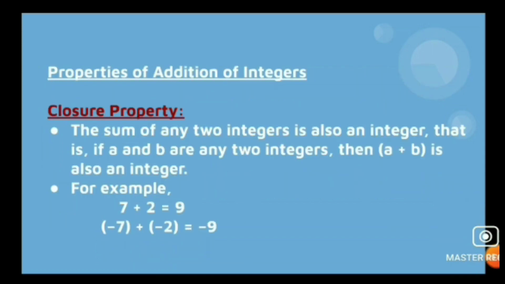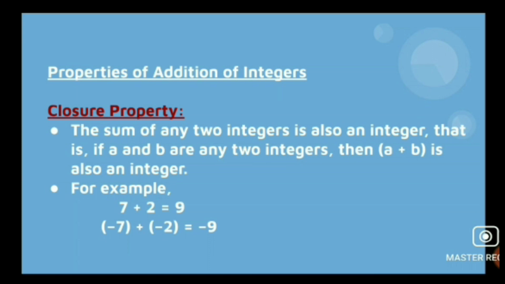Let us discuss the properties of integers. You all know that we have 4 operations. They are addition, subtraction, multiplication and division. Let us discuss one by one. Now, properties of addition of integers. First one is the closure property. The sum of any two integers is also an integer. That is, if a and b are any two integers, then a plus b is also an integer.